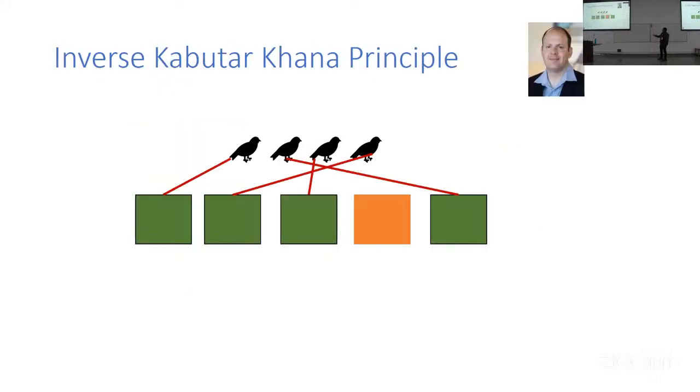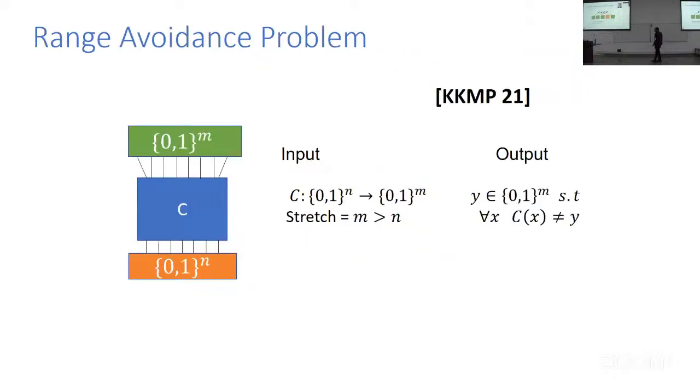There must be an empty pigeonhole. It's very important, like I said, the inverse Kabuto kind of principle. Surprisingly, yeah. Okay, so there are more holes, and there must be an empty hole. Give me an element that's not in the range. The red lines represent my function, so the orange represents something that's not hit by my function.